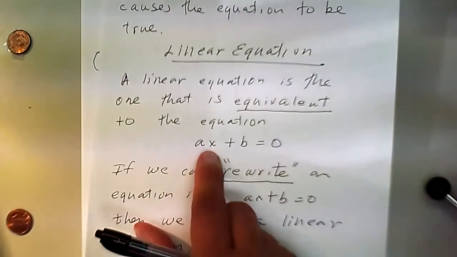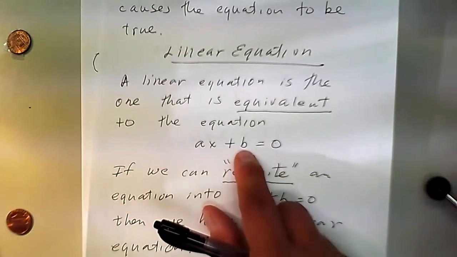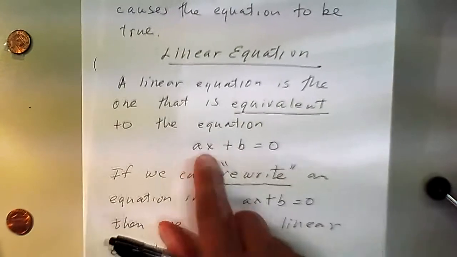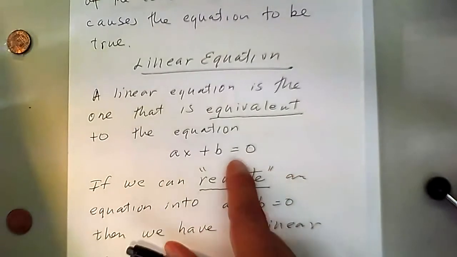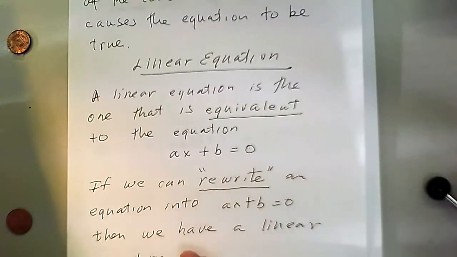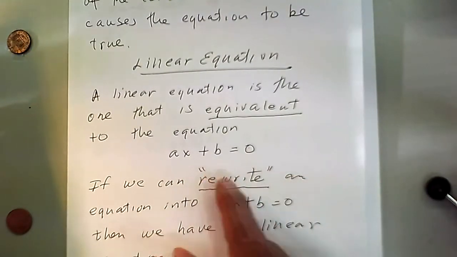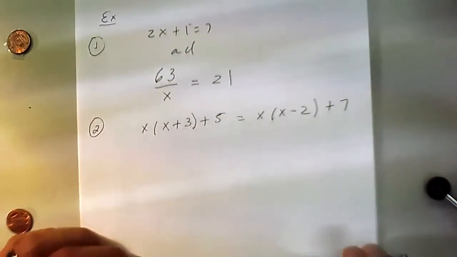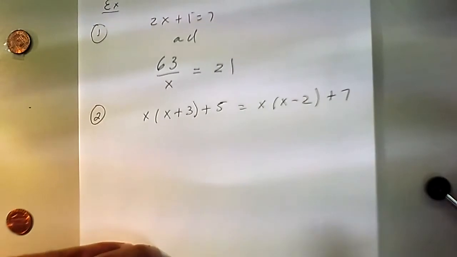A constant times x plus another constant, which may or may not be the same constant, equals 0. That's how we recognize a linear equation. If we can transform the equation into this form, then we have a linear equation. If we cannot, then we don't. That's the definition. That's the way we figure this out.